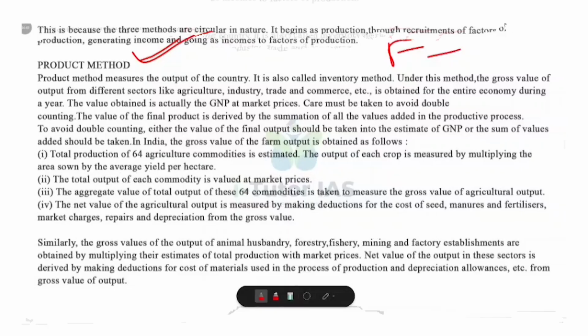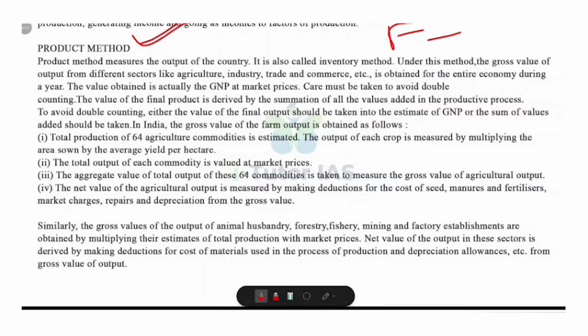For example, let's take an example of agriculture. How can we calculate the product method? We will measure the total production of major crops and multiply area sown into average yield per hectare to get the total quantity. Okay, then multiply this quantity into market price, so we will get the gross value of agricultural output.